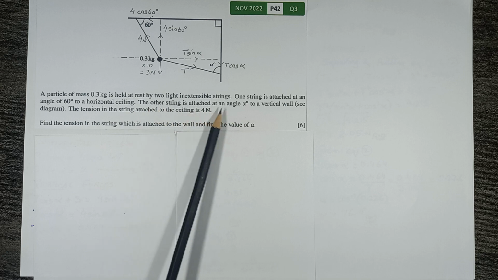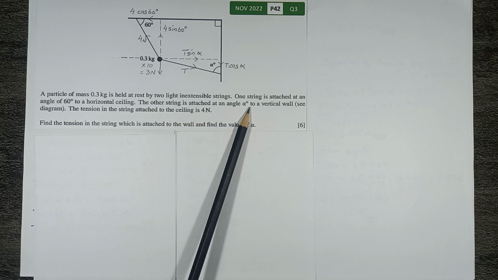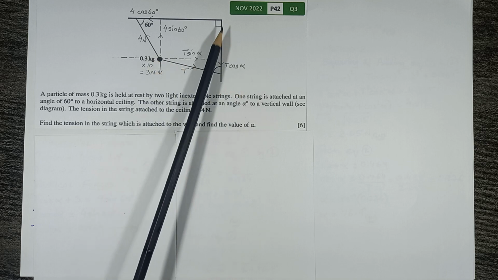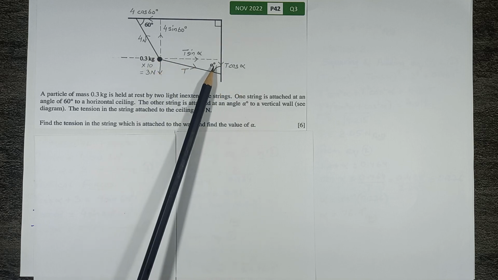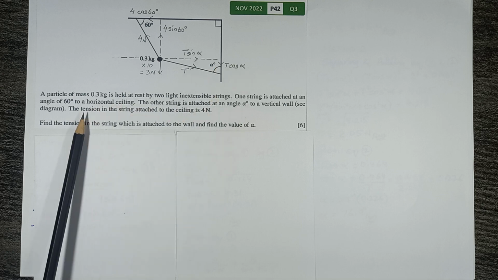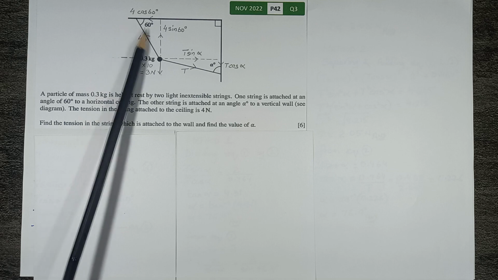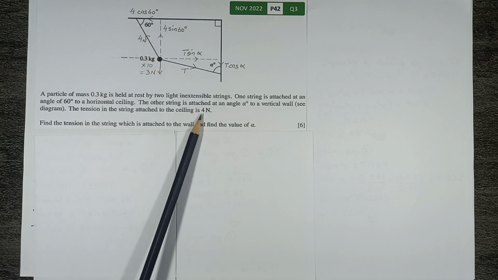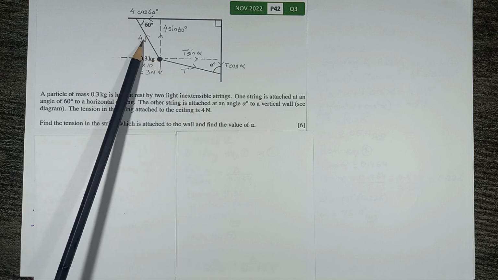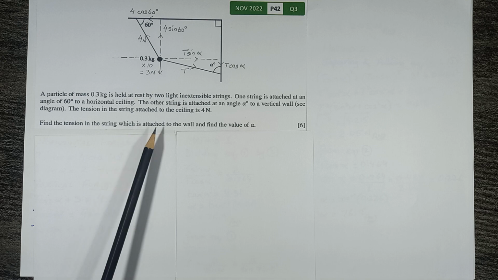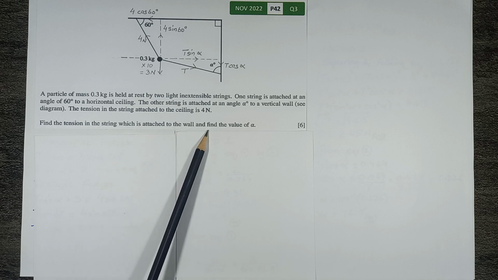The other string is attached at an angle of alpha to the vertical wall, and this is the other string. It is attached to a vertical wall making an angle of alpha. The tension in the string attached to the ceiling, that means this wire, is 4 Newton. That means over here the tension is 4 Newton. Find the tension in the string which is attached to the wall.